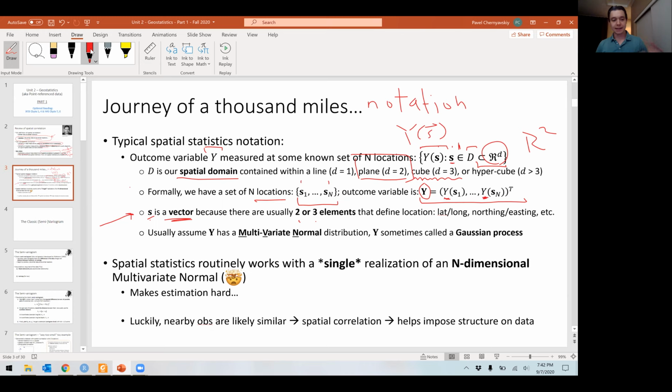And then the next bit is also very important. We say that the collection of observations across all n locations, almost always, at least in this unit, has a multivariate normal distribution. And sometimes you will see this called a Gaussian process. Depending on the field you're reading, a Gaussian process would be referred to as a multivariate normal distribution, and vice versa. For example, I'm aware that in computer science, Gaussian processes are pretty common, and they reflect the same thing as a multivariate normal distribution.